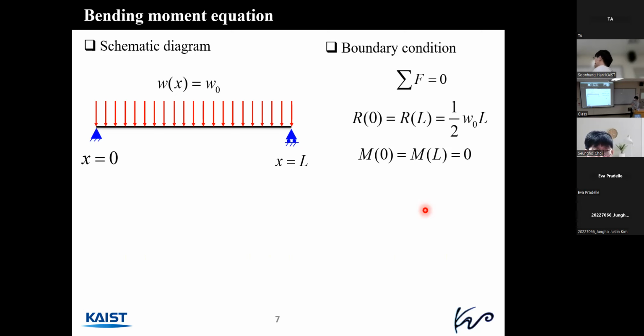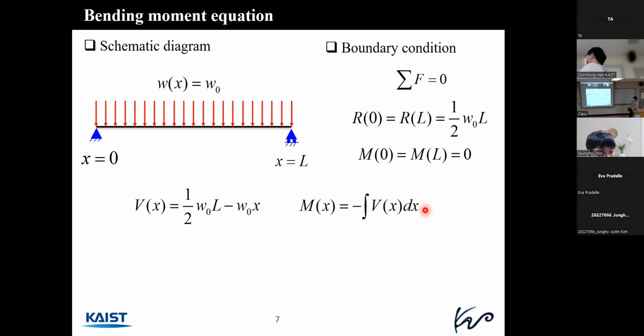By applying simple boundary conditions, the net force on the beam equals 0. So the reaction force at each point, R0 and RL, is equal to 1/2 w0 L. Also, the simply supported points can release the moment. Therefore, the moment at x equals 0 and x equals L is 0.